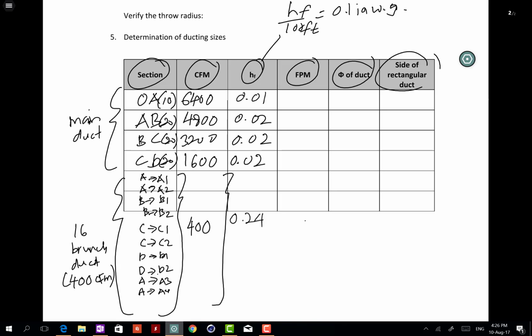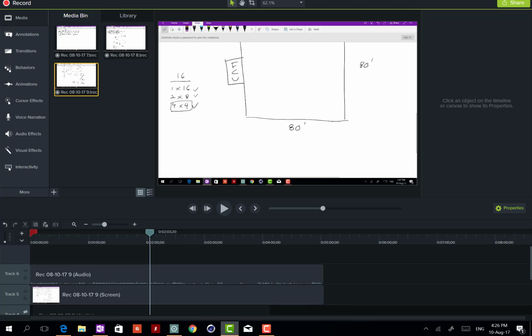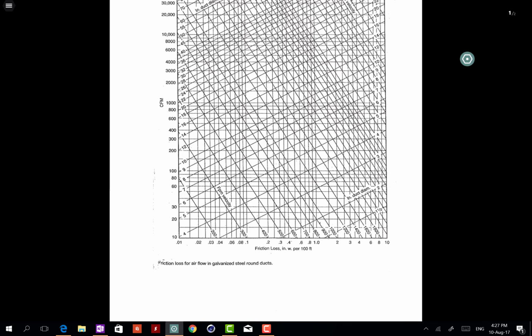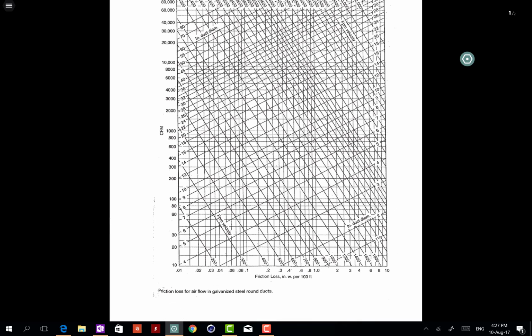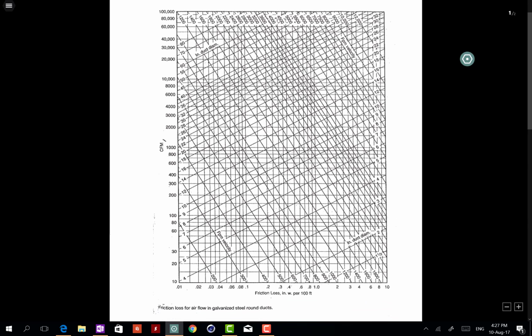Right, so how about the FPM? Okay, FPM is the velocity for each of the sections. First, in order to find the velocity, we need to refer to a chart. Right, so this is the chart used to find the relation between flow rate, velocity and also friction loss. The y-axis is CFM and the x-axis is friction loss.